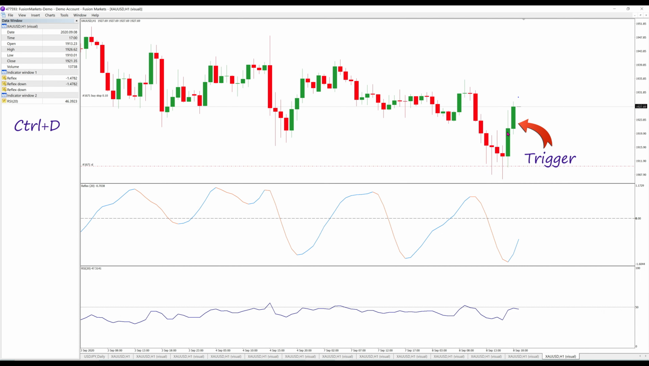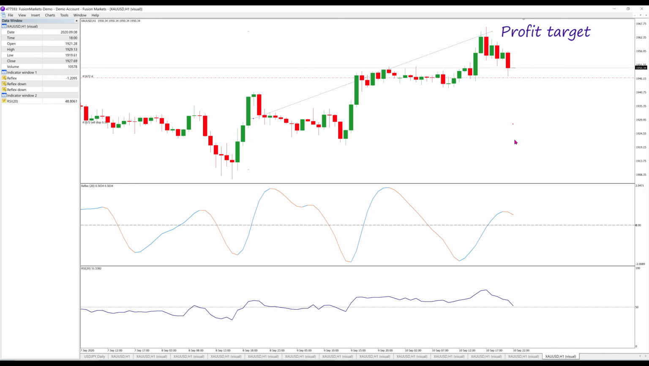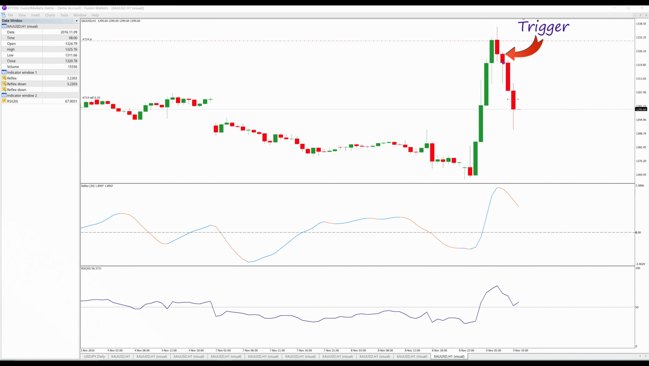By toggling the data window, you can see the Reflex has turned up, and the RSI is rising. The trade eventually hits its profit target. And here's a short. Once again, the Reflex quickly catches this turning point, and with the RSI falling, a sell stop is placed at the previous Friday's close.